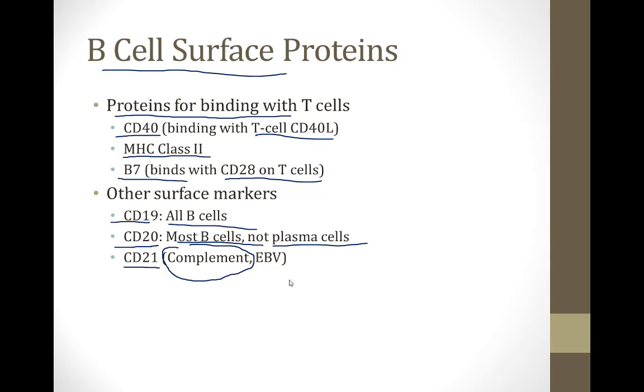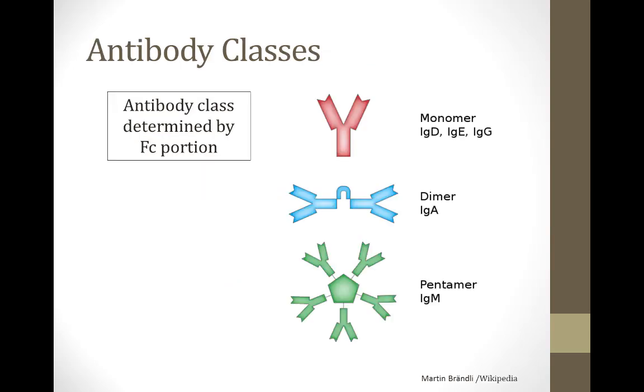It's also very important because CD21 is the receptor that the Epstein-Barr virus uses to gain entry into B cells. Now let's talk about the antibodies. So the goal of the activated B cell is to convert into what we call a plasma cell, which is a B cell that secretes antibodies into the plasma and the tissues.